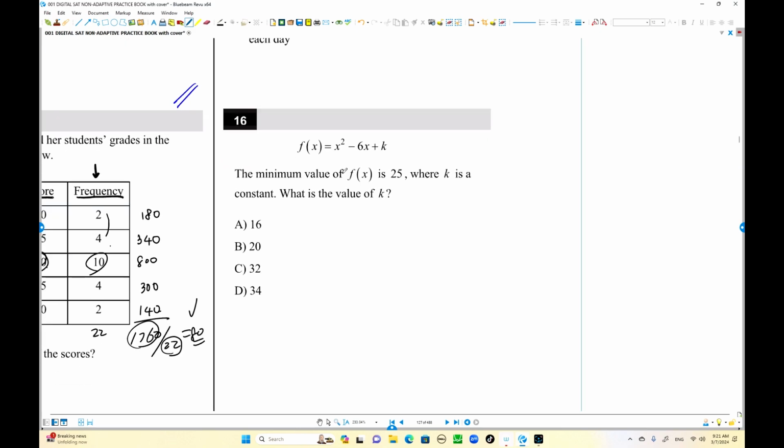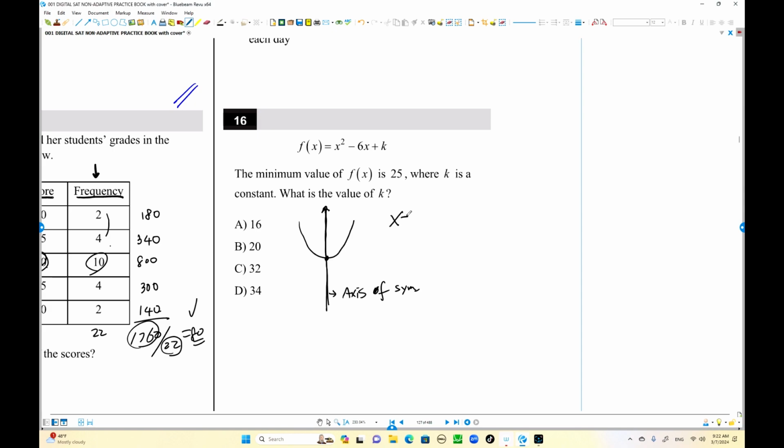Number 16. We have a quadratic function. The minimum value of y is 25. This is what the graph looks like. The graph opens upward. Okay, where is the minimum? This value, the lowest point, that is the minimum. Minimum is always on this vertical line. This line is called the axis of symmetry. Maybe you can use the axis of symmetry.